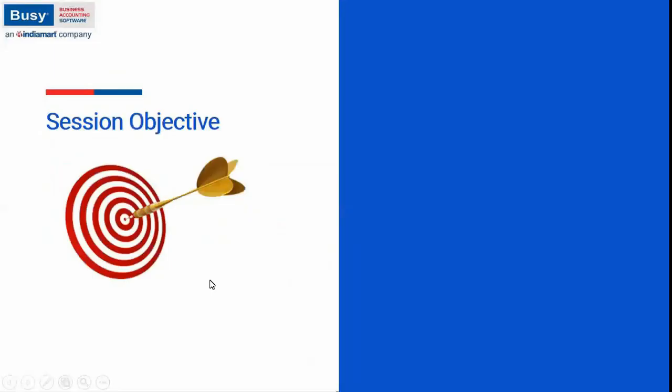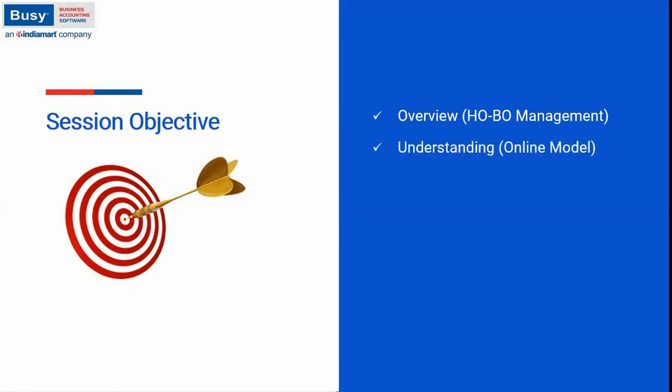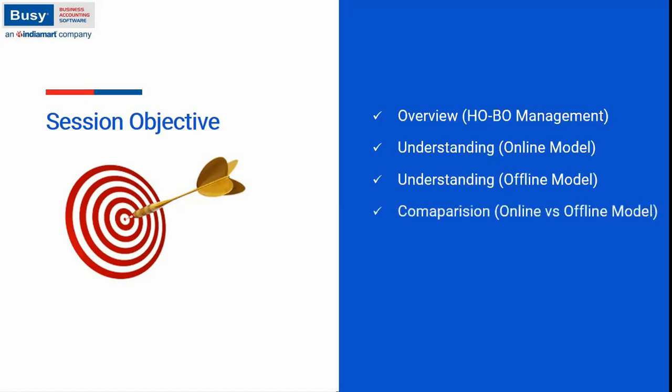In the first slide, what are the session objectives? Number one is an overview of HO-BO management. Number two, understanding the online model. Number three, understanding the offline model. Number four, comparison of online versus offline model. And number six is a practical demo in Busy. I will show the practical demo after completing this presentation. And last is the Q&A, question and answer session. After completing this presentation, you can send me your queries. I will handle your doubts and questions and reply to your queries.